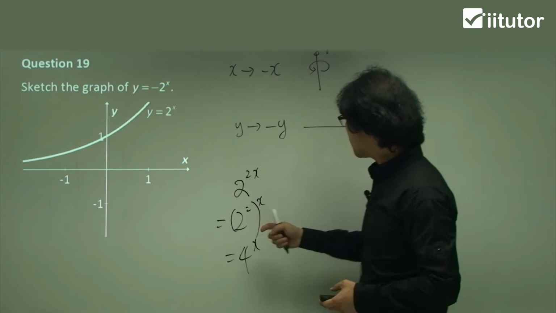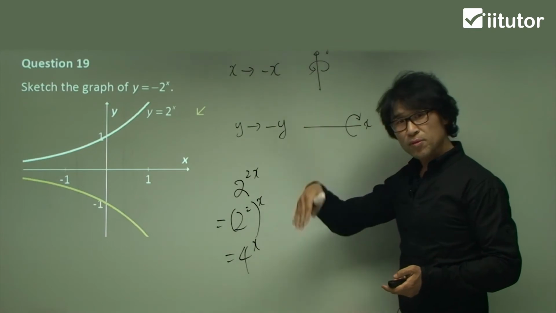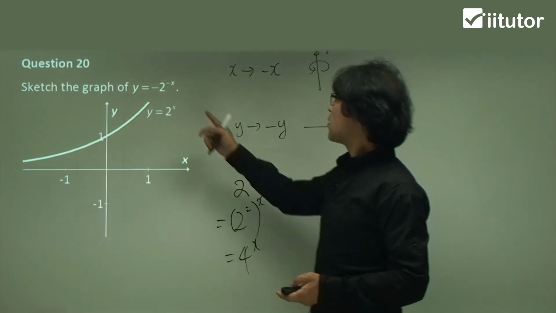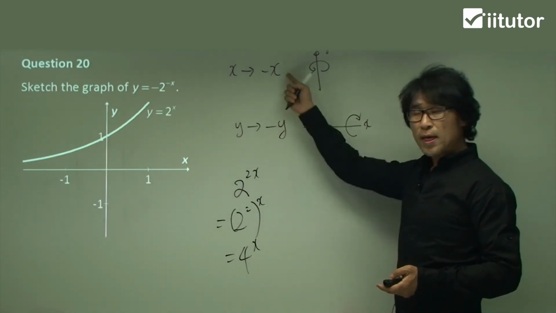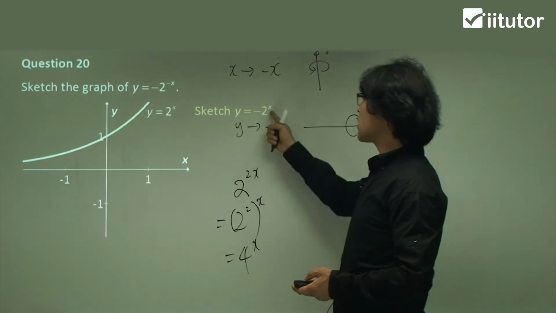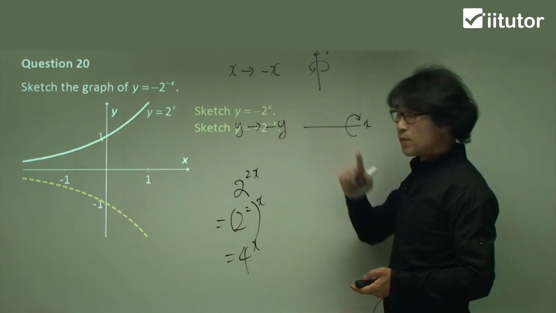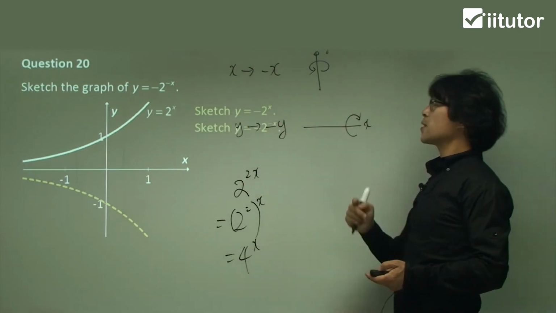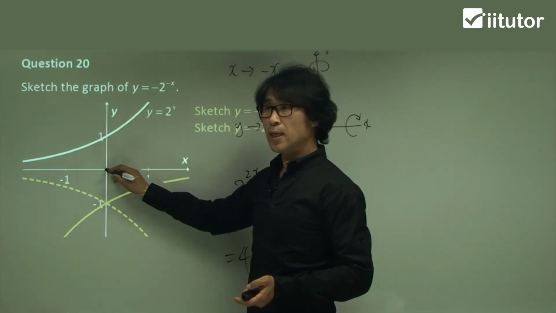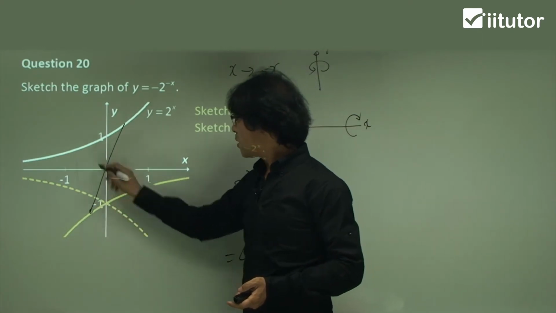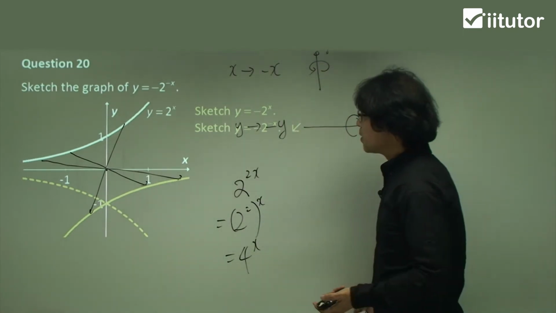A negative for the whole graph, which is this case, means the whole graph is flipped over the x-axis. Then, with negative and negative, these two things happen at the same time. What I like to do is sketch y equals negative first, so I take it down, and then put the negative on the x. So it will be flipped over the y-axis here. So that's the graph. It is basically rotational symmetry. This point goes here, this point goes here, this point goes here. It's a kind of point symmetry.